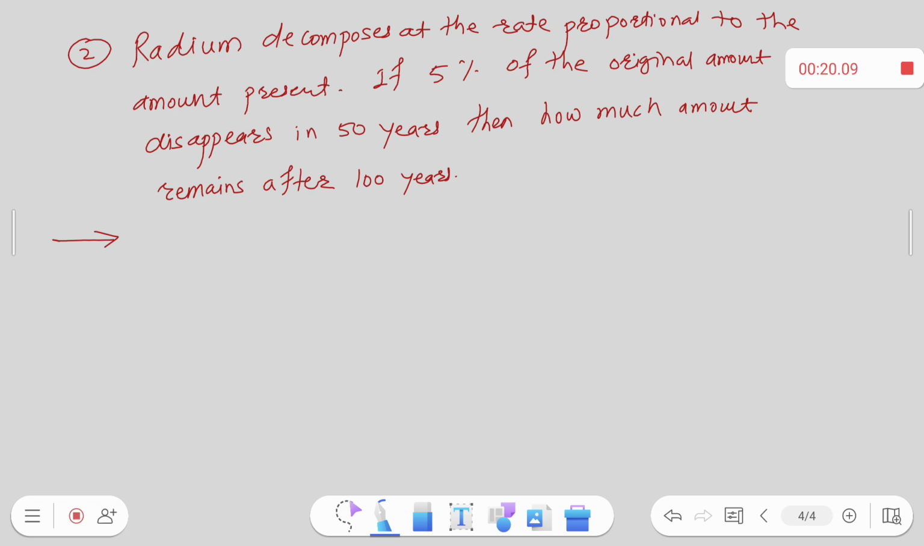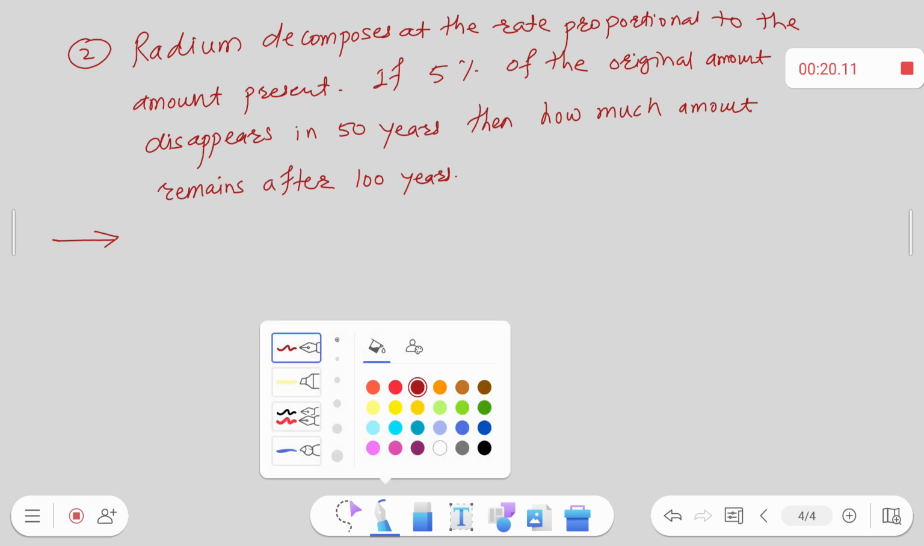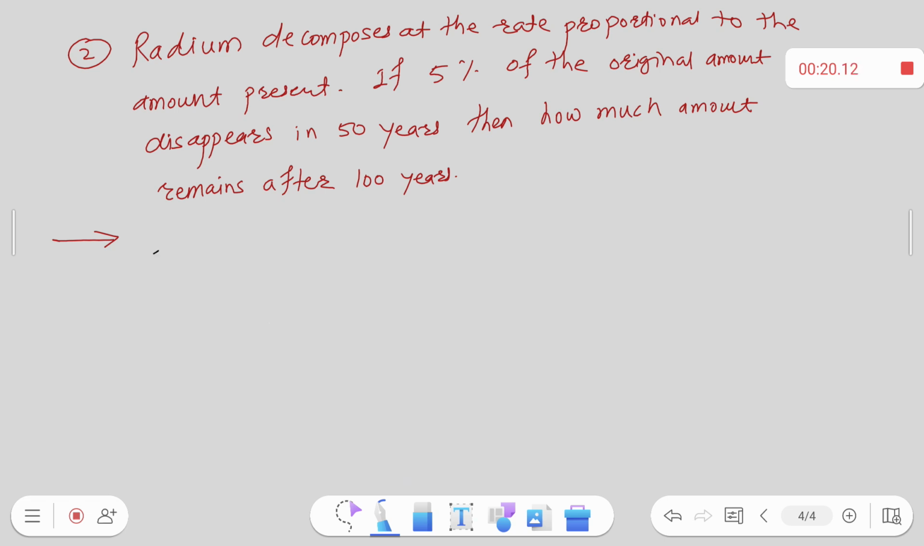So initially, if we assume initial amount, okay, we don't know it, so let us assume initially at t is equal to 0, m is equal to m0 again. Initial amount. Okay, you may assume anything. m0 assume करना ऐसा कुछ नहीं. You may assume anything, any amount. Original amount.